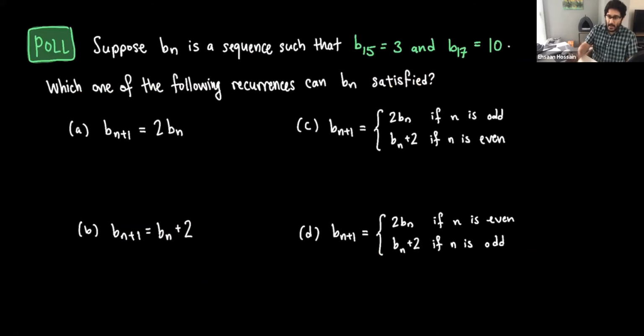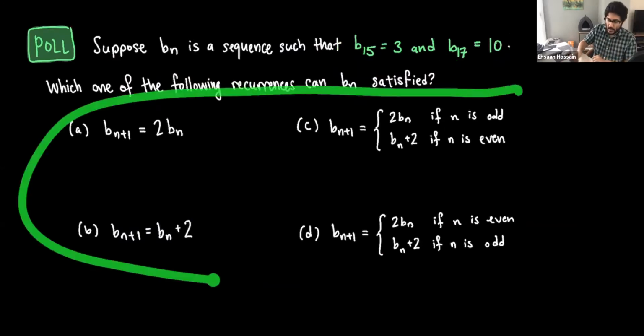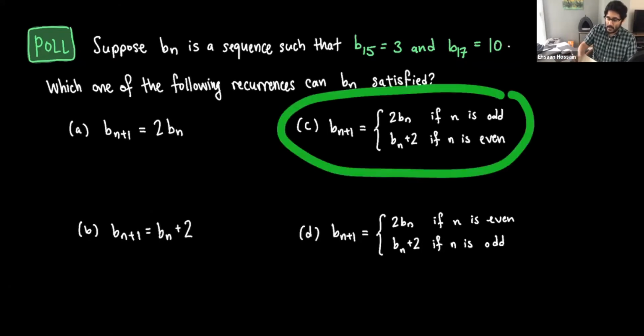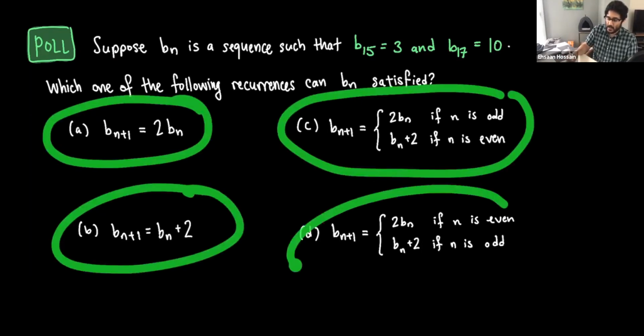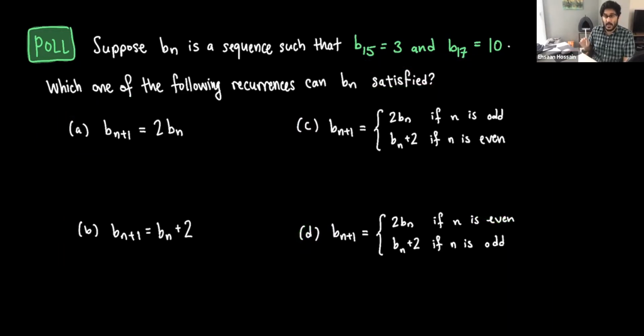So I have a sequence B_n now, and I'm not telling you what the recursive formula is. I'm not telling you anything about B_n except what the 15th term is and what the 17th term is. Which one of the recursive sequences here can B_n satisfy? This is kind of a tricky one. But think about this for a bit. I might have to give you a lot of time for it. Which one of these formulas could B_n possibly satisfy, considering this condition here, that B_15 is 3, the 15th term of the sequence is 3, and the 17th term in the sequence is 10.